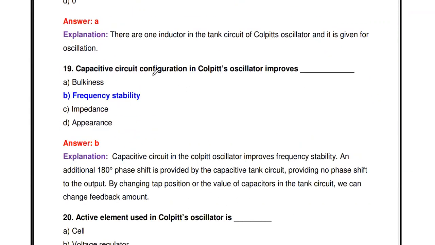Then the next one, capacitive circuit configuration in Colpitts oscillator improves dash. Okay, in Colpitts we are using 2 capacitors and 1 inductor. That capacitive circuit configuration in Colpitts improves the frequency stability. Okay, in Hartley we are using a tapped coil, 2 inductors. So the alignment of the coil is somewhat difficult, but in Colpitts oscillator we are using only 1 inductor and 2 capacitors. That capacitive circuit configuration gives the improvement in the frequency stability of Colpitts oscillator.